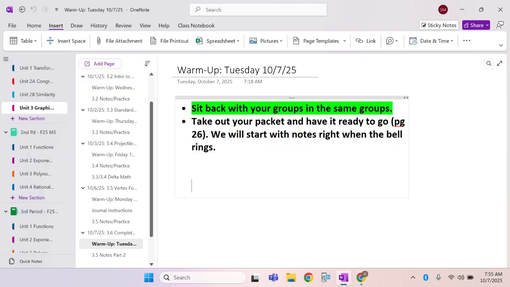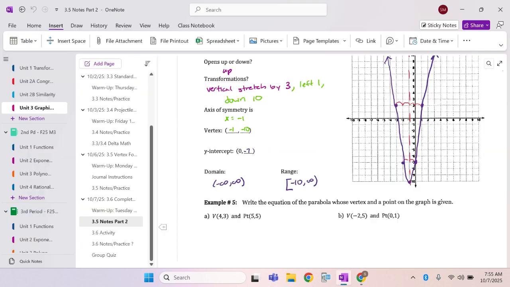All right, so first things first, look at page 26.